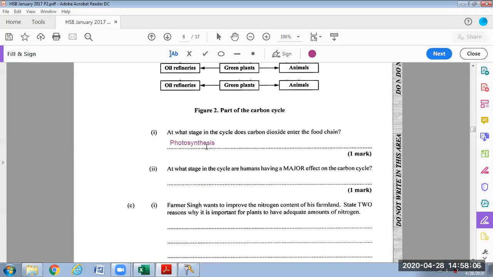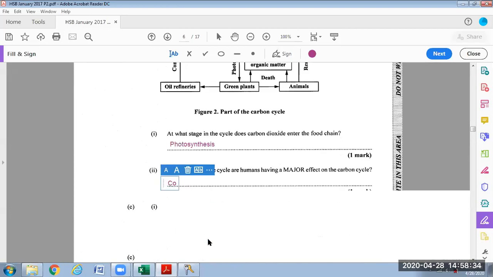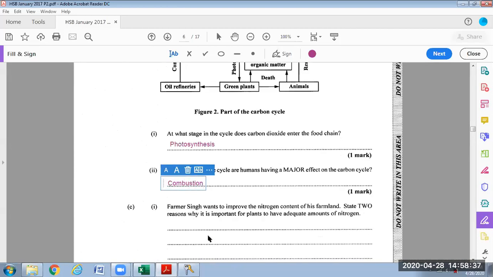At what stage in the carbon cycle are humans having a major effect on the carbon cycle? Now humans, as you know, run oil refineries, and when they combust the oil, meaning burning the oil, they're releasing carbon dioxide gas back into the air. So this is the major effect that humans are having. So it's combustion. You have to choose the processes for this. When they say stage, they mean the process.